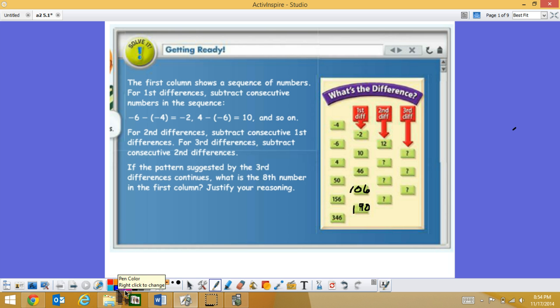Now, the first set of differences aren't the same. If we find the second set of differences, we have 10 minus -2. That's how we get the 12. 46 minus 10 is 36. 106 minus 46 is 60, and 190 minus 106 is 84.